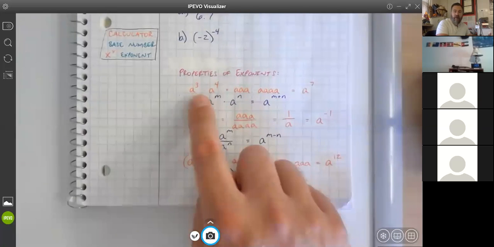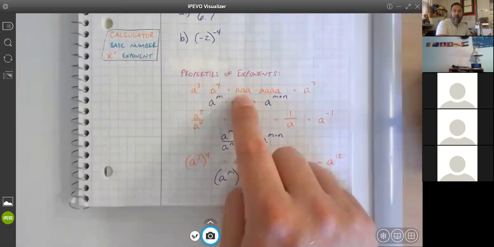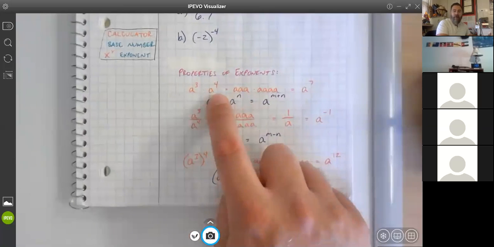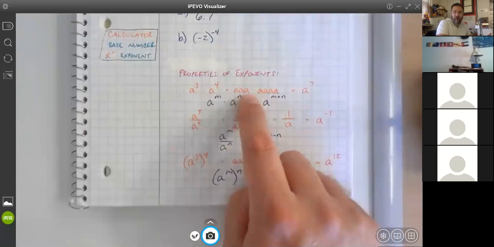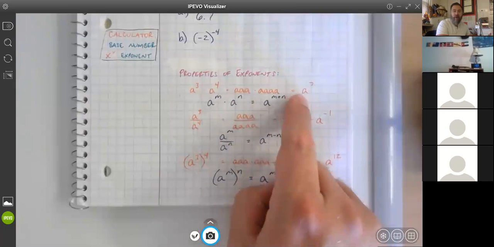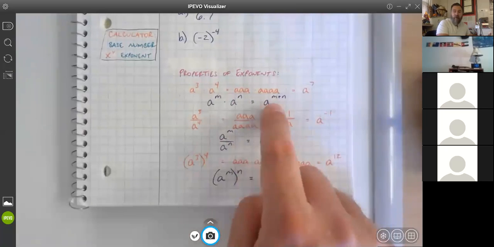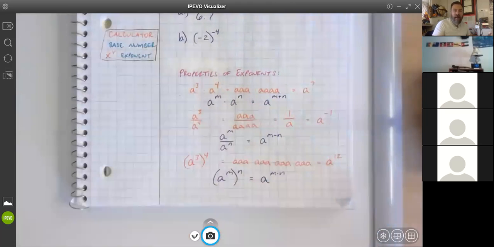Here's why. Here's the long illustration. A cubed is the same thing as A times A times A. A to the 4th is A times itself 4 times. And since it's all just one long multiplication string, I can just count the number of A's, and you can see that that would turn into A to the 7th. Well, that property would have told me at the beginning I could just add the 3 and the 4. So now it's A to the 7th, okay?